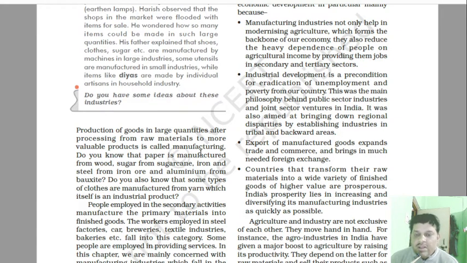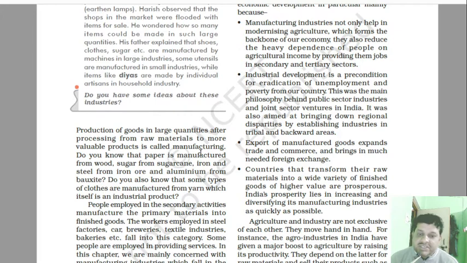So reserves of foreign exchange are also needed for the economic strength of any country. And if we have plentiful manufactured goods available in our country, we will export them in the international market and earn foreign exchange. So we come to know the third importance of the manufacturing industry.